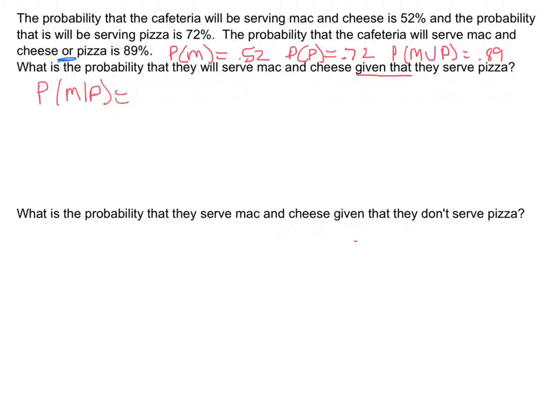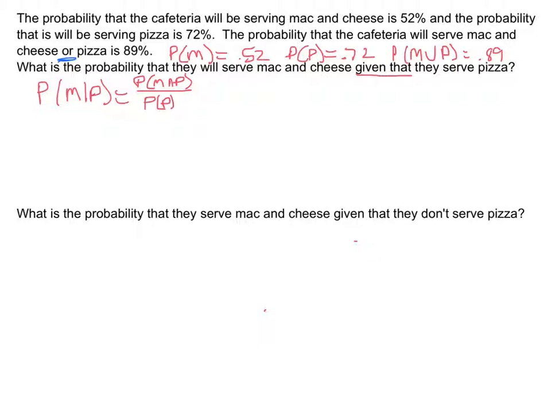Now we know that when you have a conditional probability problem, the sample space is made smaller. So our denominator, instead of being the sample space, is just the probability of pizza because we're making that assumption. And our numerator is going to be the intersection of mac and cheese and pizza. Now here's the problem. We have the probability of pizza, that's been given to us, but the probability of the intersection is missing in the information we've been given.